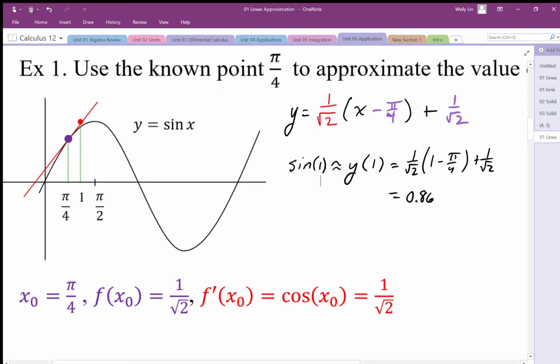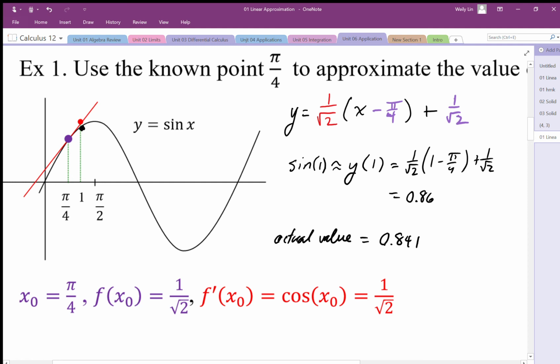Now, if I actually use a little bit more accurate value, sine of 1 really is 0.841. So the actual value is equal to 0.841. So we're a little bit off, and we can see that the actual value is a little bit below, which our diagram actually confirms, but it's not too far off.